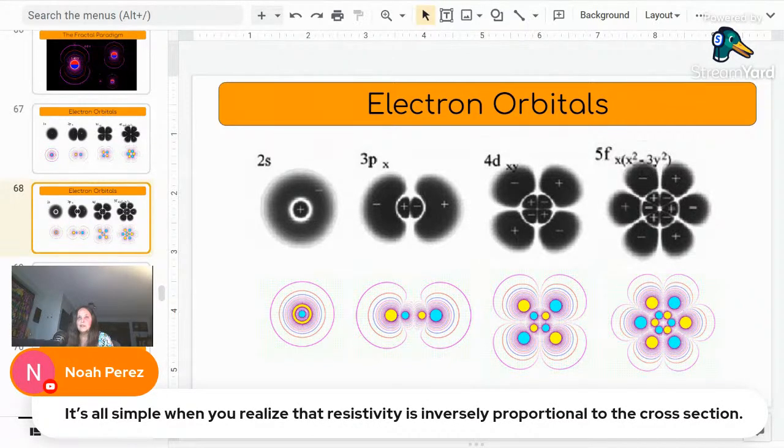So it's all simple when you realize that resistivity is inversely proportional to the cross-section. Okay, I'm not really sure what you're talking about there, but I think you're talking about the Steinmetz diagram.